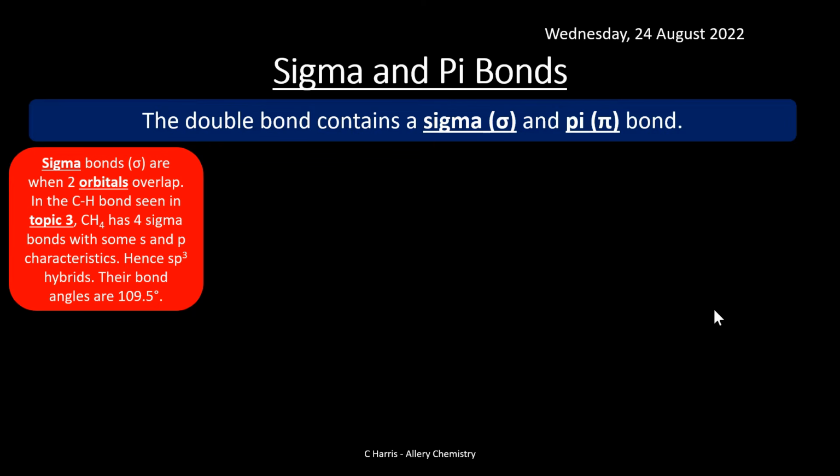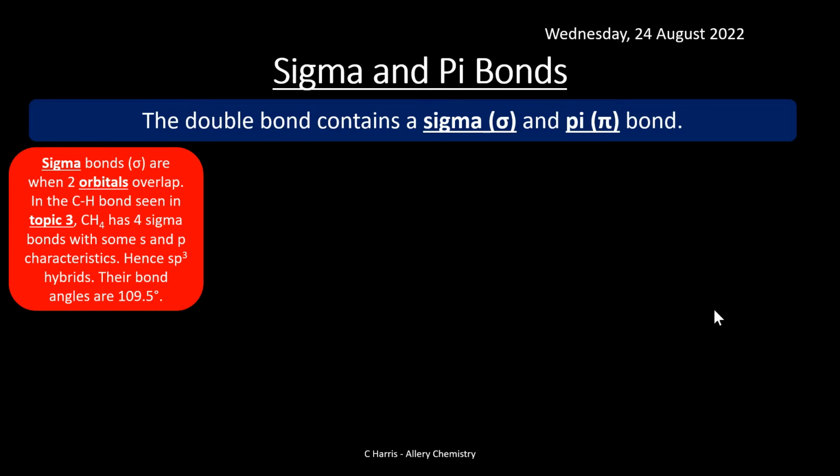Now, quite often you get bonds which merge. The s orbitals and the p orbitals merge to form hybrids. So you form these different kinds of hybridization. With sigma bonds, these are the single bonds that you see in organic compounds. These happen when you've got two orbitals that overlap. And in the CH bond seen in topic 3, that's the topic you must go back to, because I'm not going to go into a lot of detail on this here. You should visit that video to see what I'm talking about.